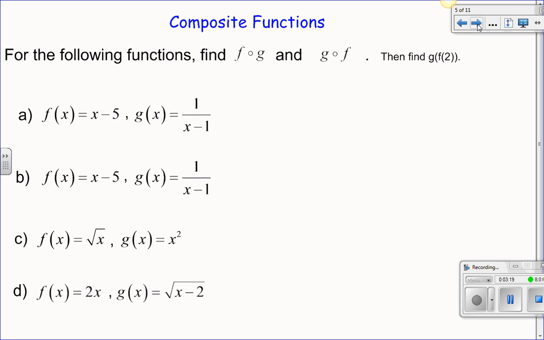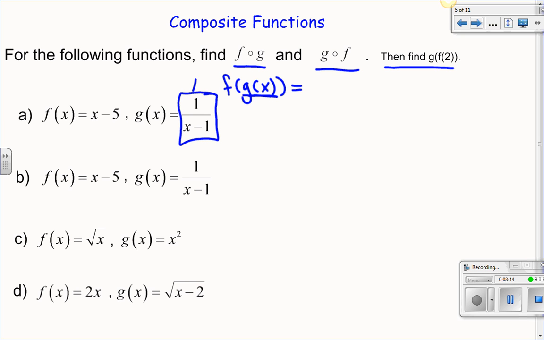Okay, so we're going to practice this with multiple functions. We'll simplify it, and then we'll also find g of f of 2. So we'll first find f of g, then g of f, then g of f of 2. So f of g for the first function here. f of g of x. It's saying we're going to take g of x and substitute it in for the x of f of x. So we'll have 1 over x minus 1, minus 5. So instead of x minus 5, we've got g of x minus 5.